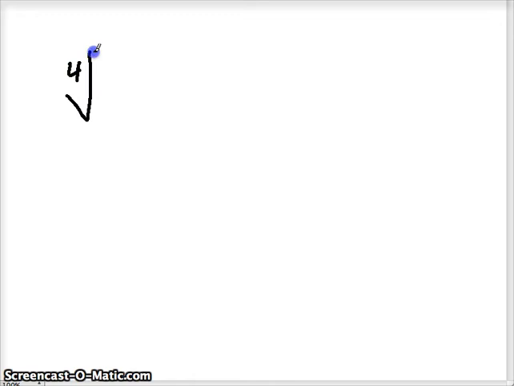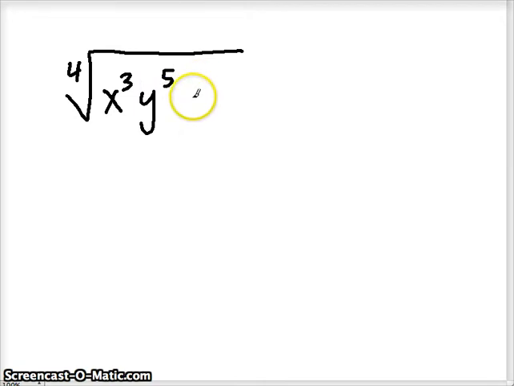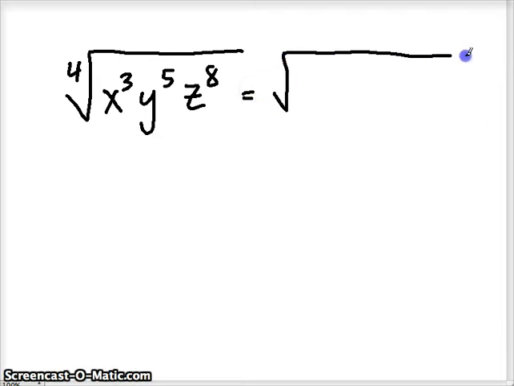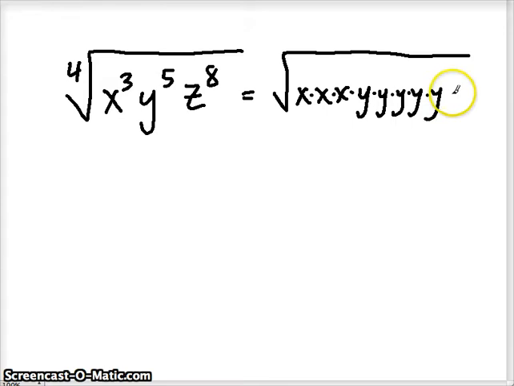Let's do the fourth root of x to the third, y to the fifth, and z to the eighth. So again, we're looking for fourth roots. That means we're looking for quadruplets to gather and take out of our radical here. So if I factor it all the way down to the prime factors, it will help visualize. We got 3 x's, we have 5 y's, and a bunch of z's, 8 z's.